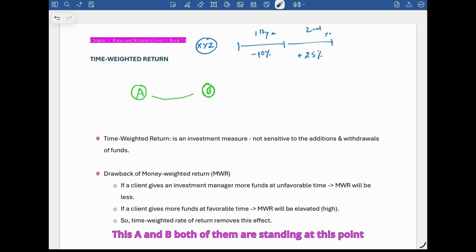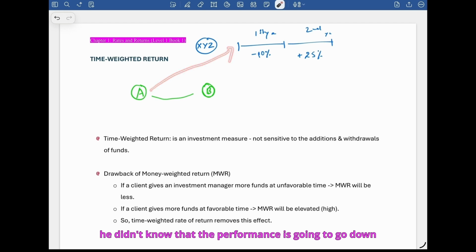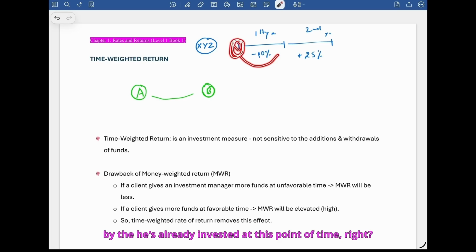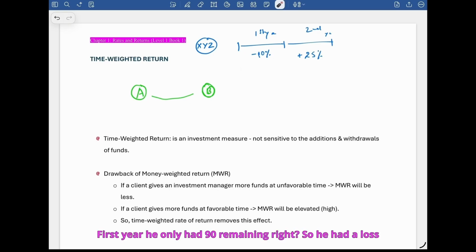So both A and B are standing at this point. For example, let's take the example of A. This A guy, he didn't know that the performance is going to go down. Who knows, right? Nobody can predict the future. So whatever money he had, he invested here. He could have invested, let's assume, any money. So he invested it here, and he saw that he had already invested at this point of time, right? So he lost. Whatever 100% he invested, by the end of the first year, he only had 90% remaining, right? So he had a loss.